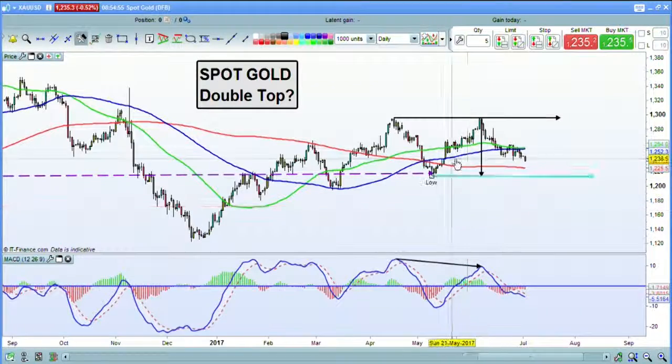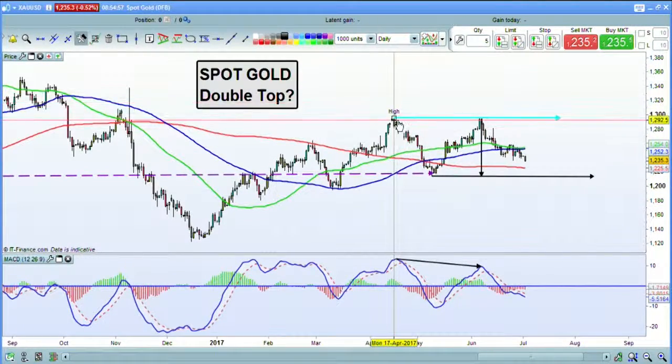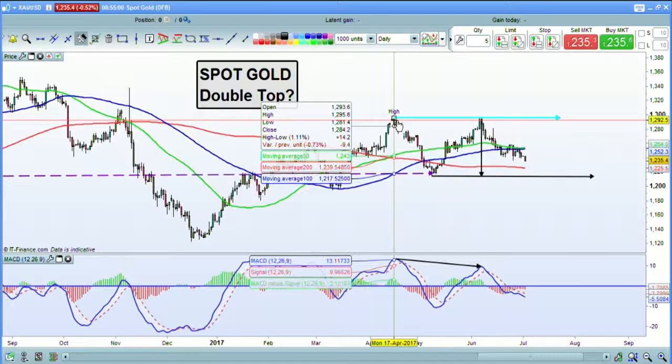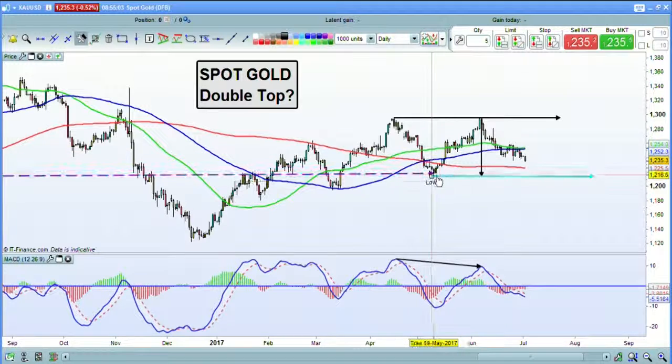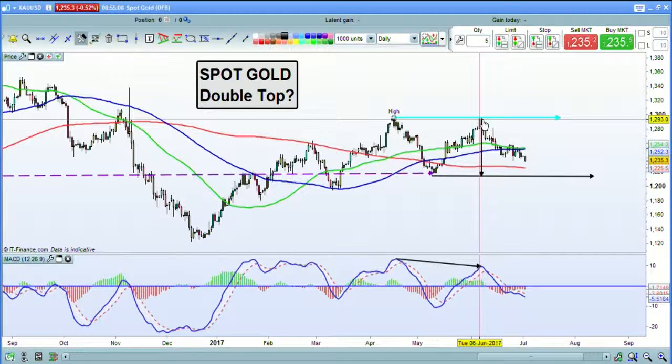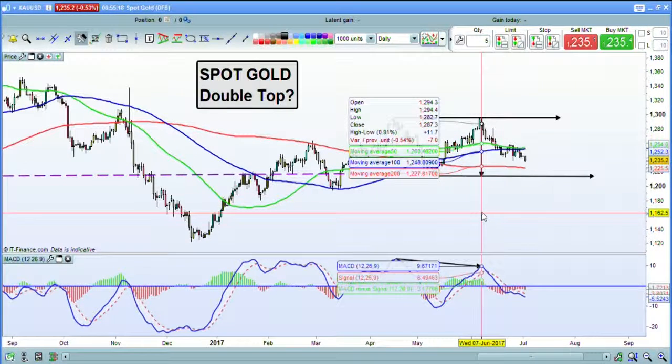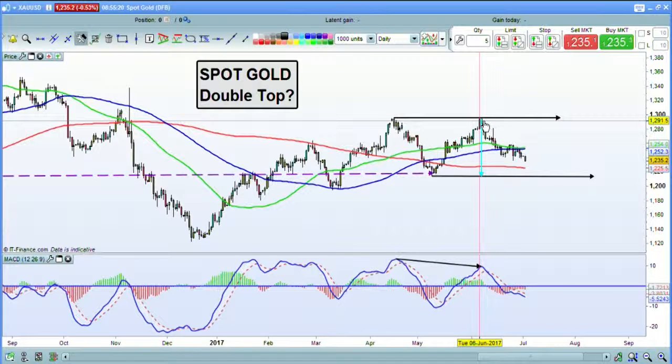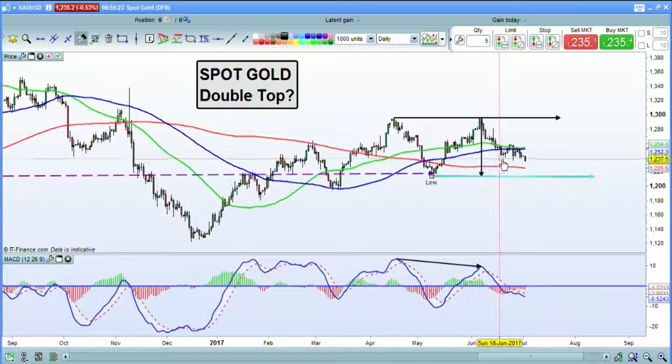But let's take a look at the move that we've seen. The high that we saw was back on the 17th of April, this point here at just below 1300. It then retraced back to this point here where it starts to develop. It went back to test that high again, and on the MACD there's been a bit of negative divergence here, which is something that quite often happens in a double top formation. You're also getting slightly lower volumes on this second peak, which is not on this chart here, but that's what happened for gold at that point.